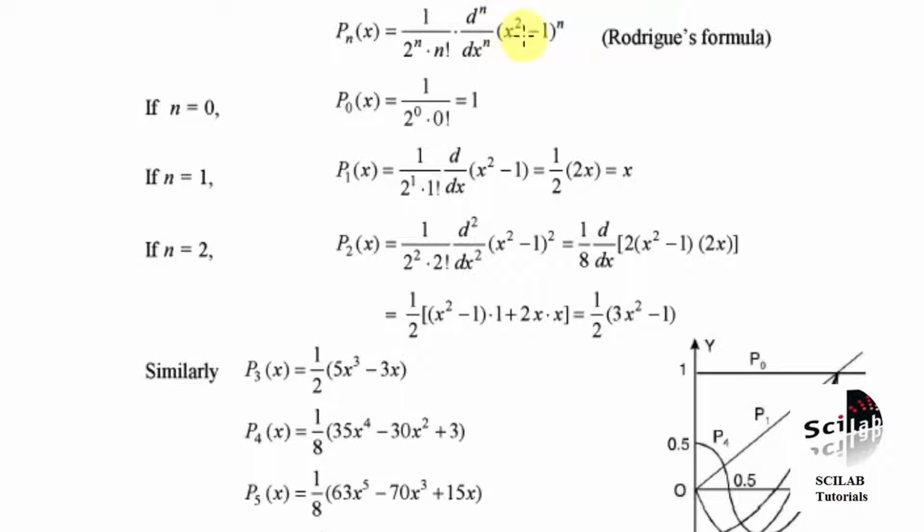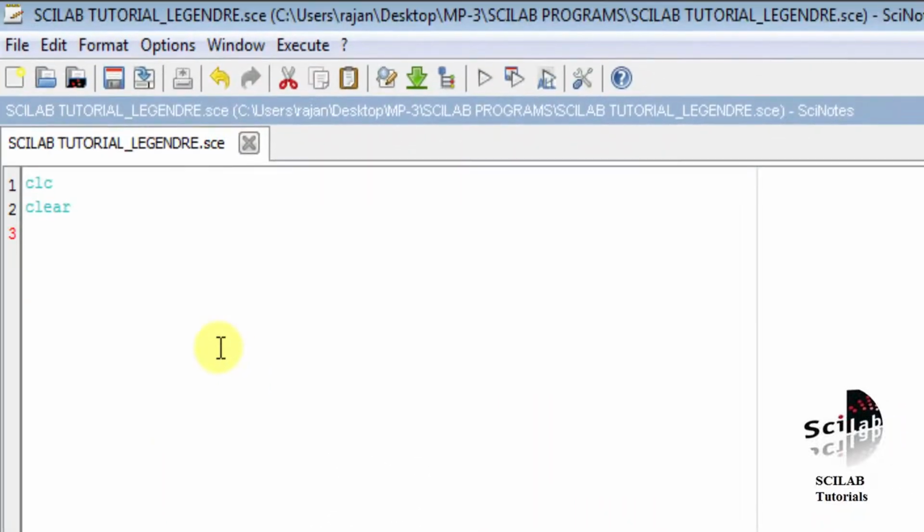As we can see from the expression of the Rodrigues formula, we have used x, which is a symbol. So first we will define a symbol x in Scilab. The command to declare a symbol in Scilab is x = poly(0, 'x'). This command will declare x as a symbol.